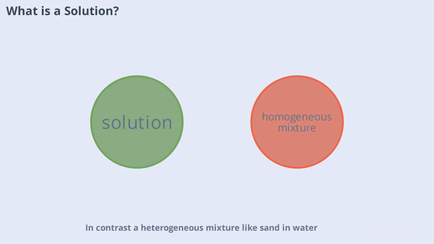In contrast, a heterogeneous mixture like sand and water has visibly different parts and is not uniform throughout. The solute is the substance being dissolved, usually present in a smaller amount, while the solvent is the medium that does the dissolving and often determines the physical state of the solution. This foundational concept sets the stage for exploring the fascinating world of solutions.